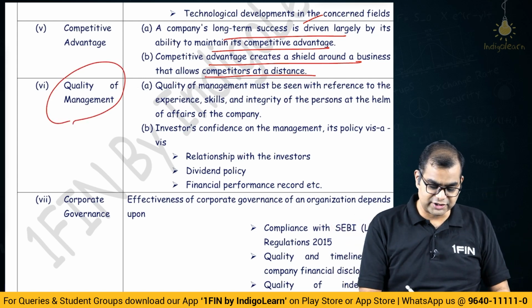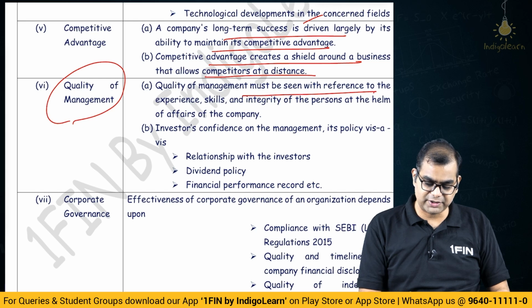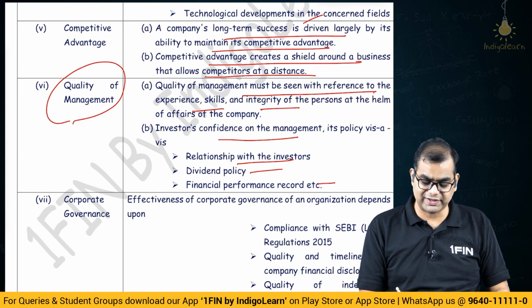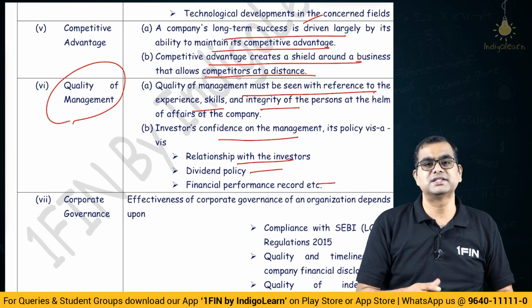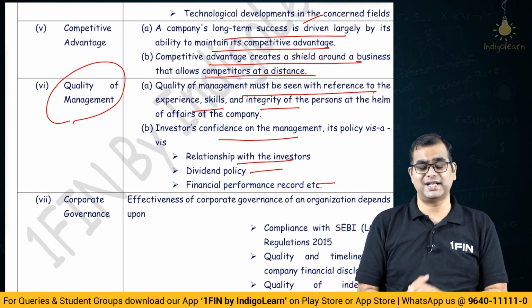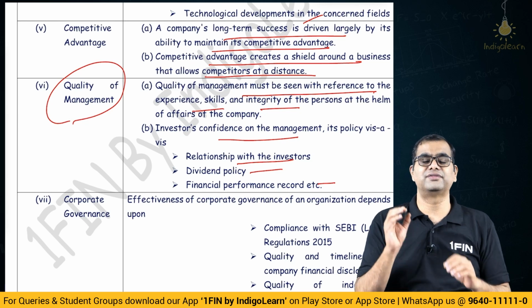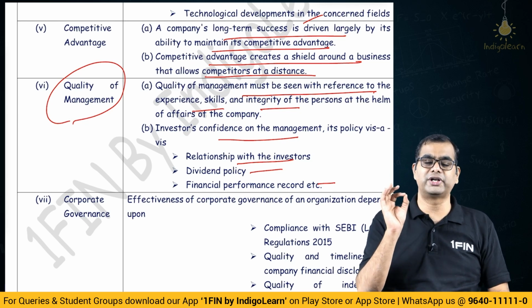Right. Then quality of management. Quality of management must be seen with reference to experience, skills, integrity, investors' confidence in the management vis-a-vis relationship with investors, dividend policy and financial performance. So, you have to understand how the quality of the management is, because that is a very, very clear identifier of the possible growth potential of the company.